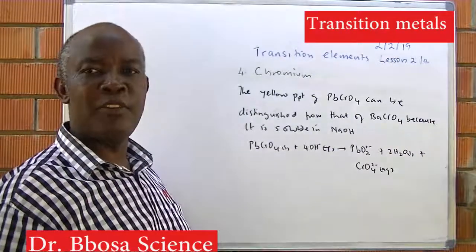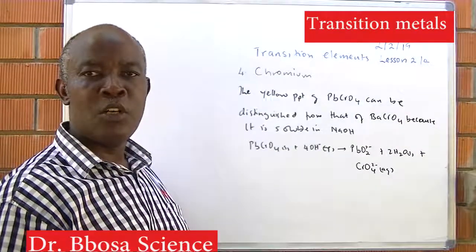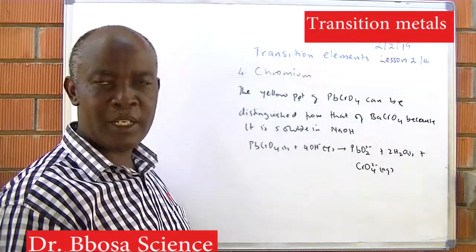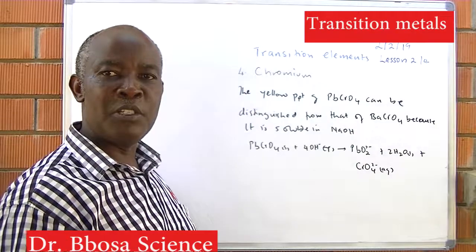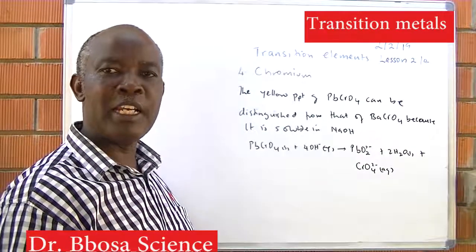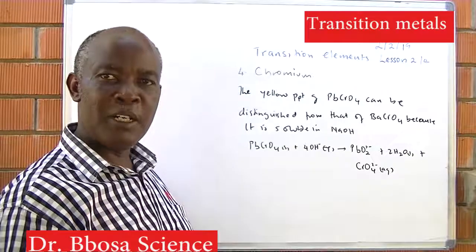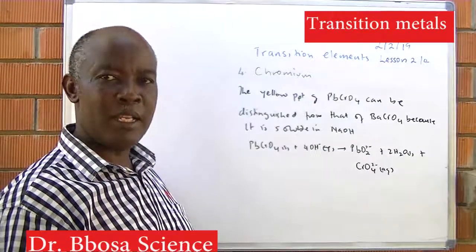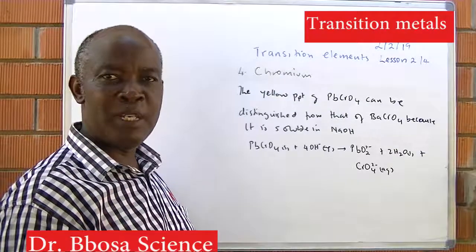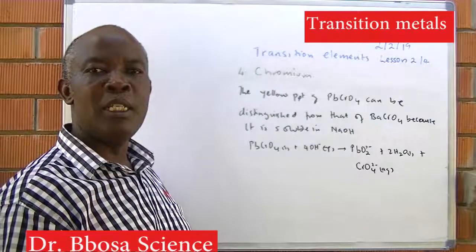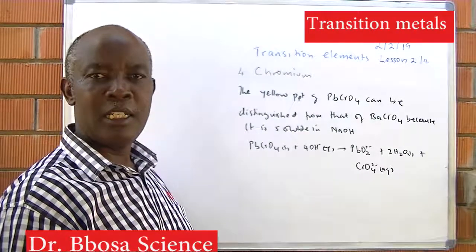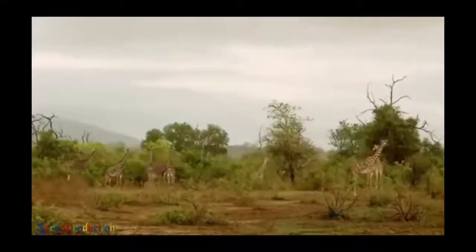If we are to test for lead ions or barium ions using potassium chromate, then we have to follow it with sodium hydroxide. When you get a yellow precipitate insoluble in sodium hydroxide, then that is barium. When you get a yellow precipitate soluble in sodium hydroxide, then that is lead ions.